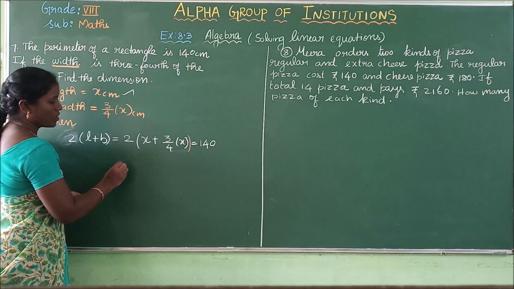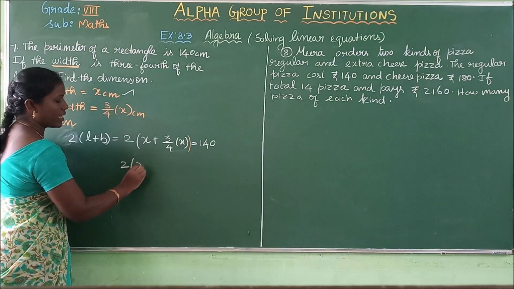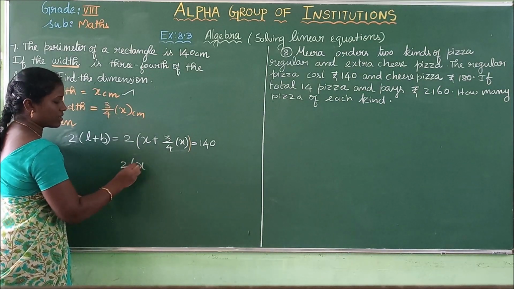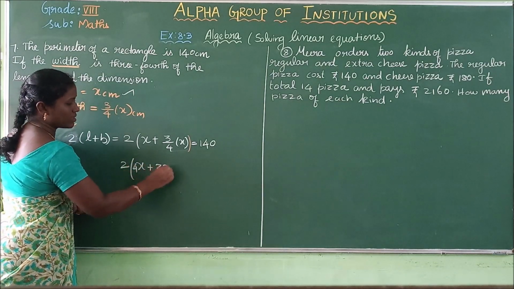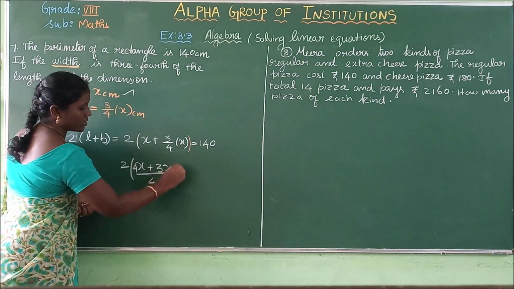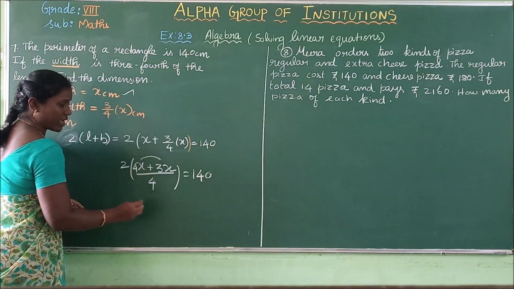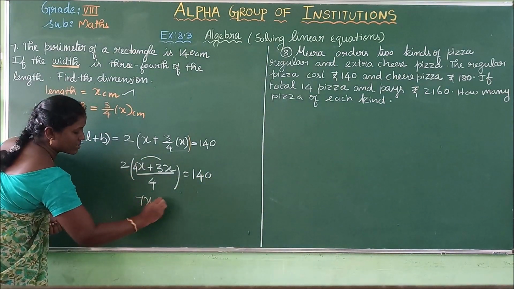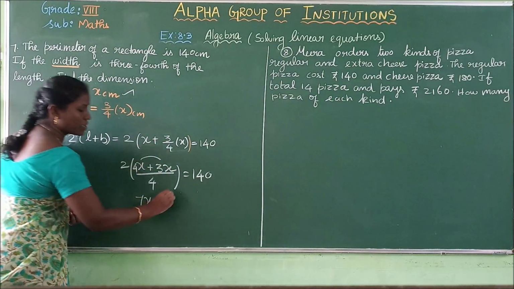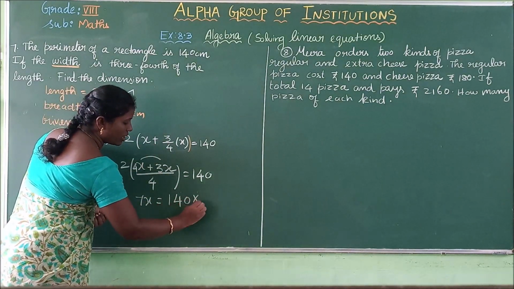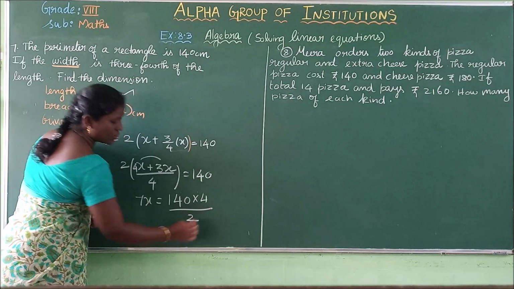Take 2 into x. If I take the LCM, (4x plus 3x) by 4 is equal to 140. They are like terms, so if I add, we will get 7x. And take this numeric number to the other side of the equation. So 140 into 4 by 2.